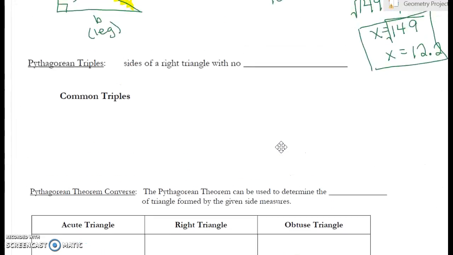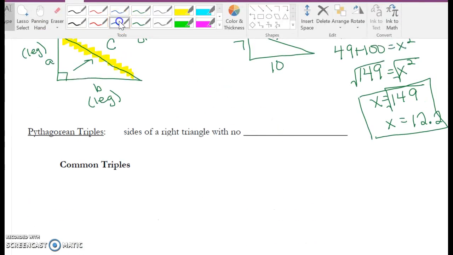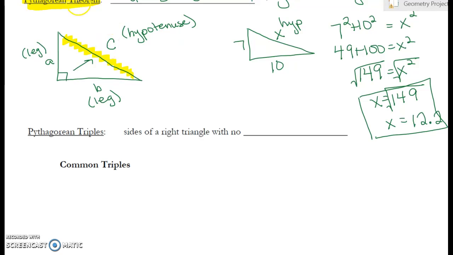All right, let's go back and look at notes. Okay, so you had the vocabulary word of a Pythagorean triple, but let's just remember, it's the sides of a right triangle with no decimals.